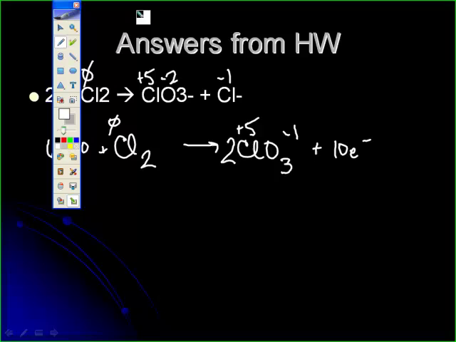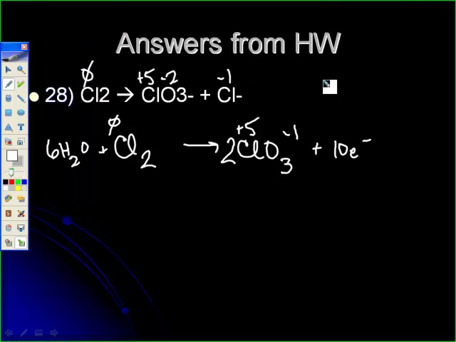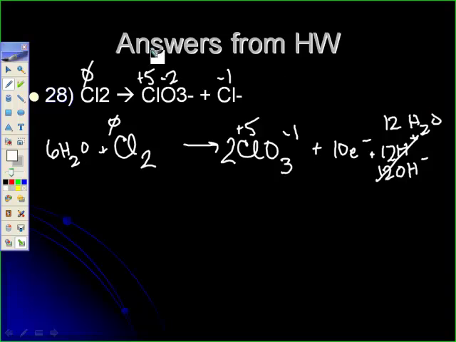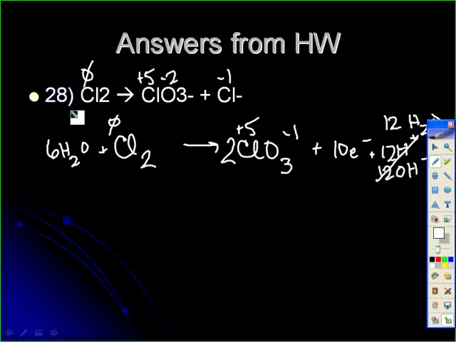And that would be 12 H pluses, but I'm going to add 12 OH minuses to that to make it 12 waters. But then I also have to remember to add 12 OH minuses on this side. I have water on both sides, 6 over here and 12, so I'm going to make this 6 waters.